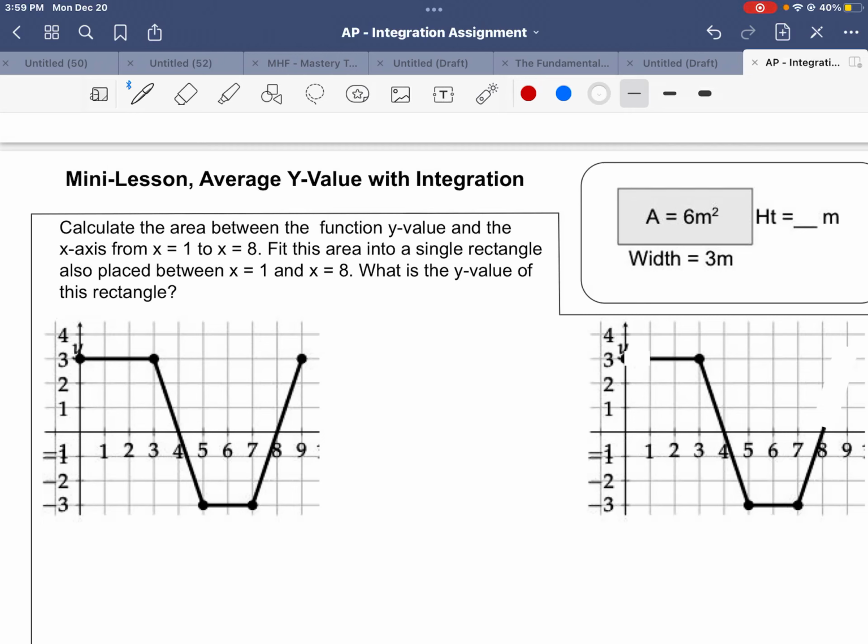I'm going to do a quick little lesson to show you how to calculate the average y value for a function. And it's a useful little calculation that you would need to have. You need to understand area under the curve to be able to do it.